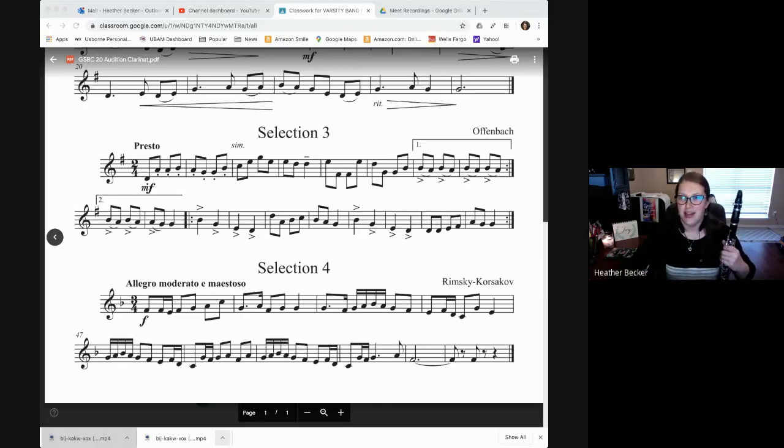And there you have it. That is all of selection 4, which you need to record if you want to be considered for Wind Symphony.